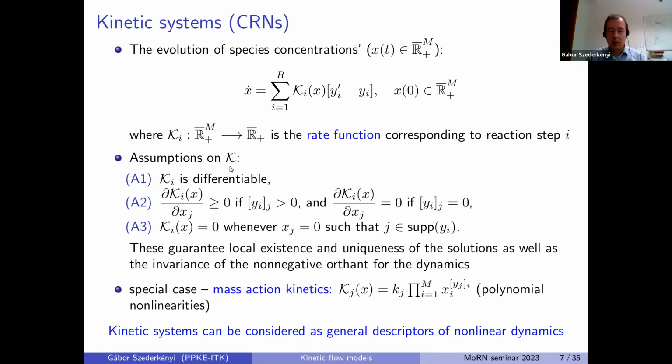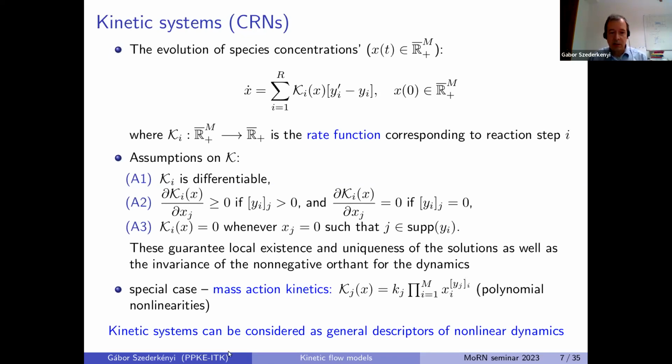Generally, I will speak about not necessarily mass action systems. So we have quite general assumptions on the reaction rate. This should be differentiable, should have some monotonicity properties, and of course, if a molecule does not take part in a reaction, or not in a reactant complex, then the reaction rate should not depend on its concentration. A special case is the mass action kinetics, where the reaction rates are polynomial. And this is probably the most well-known mathematically.